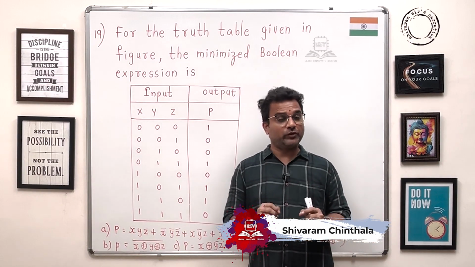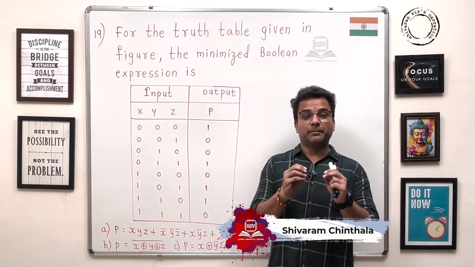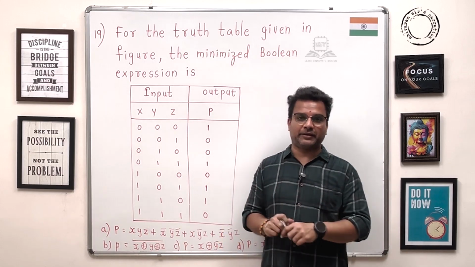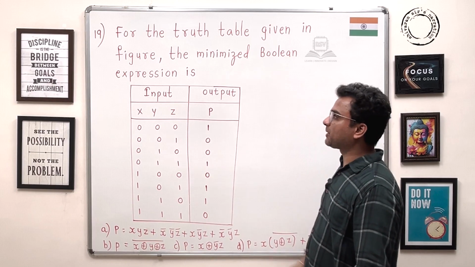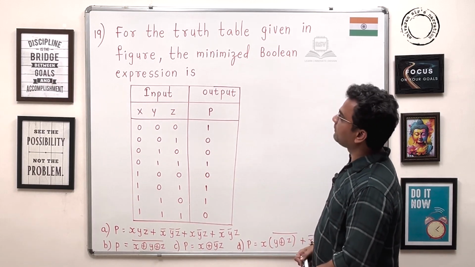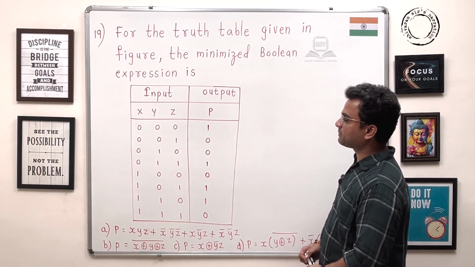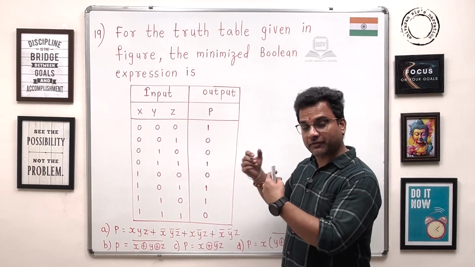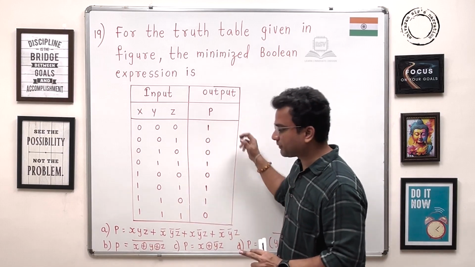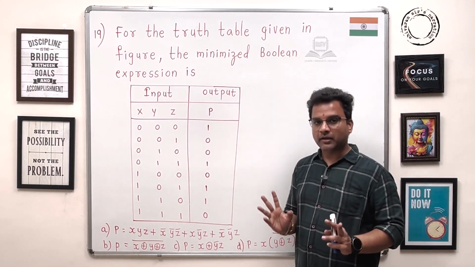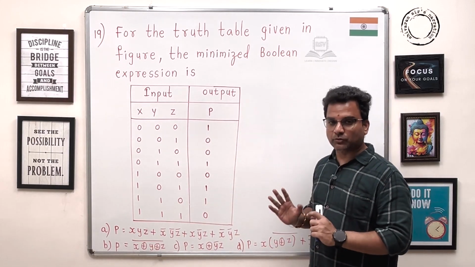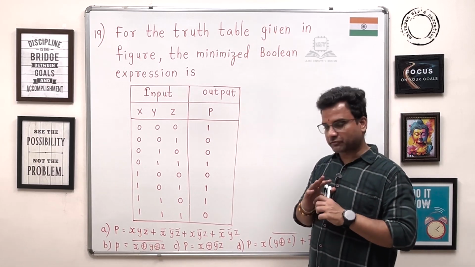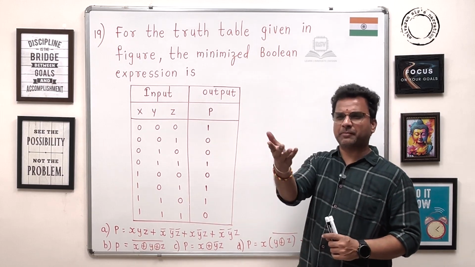In this video, we are going to discuss the minimized Boolean expression for the given design requirement. Let's dive into question number 19. For the truth table given in the figure, the minimized Boolean expression is... guys, this is the truth table. They have given the requirements in terms of a truth table, right? Now, as per this truth table, what is the minimized expression we want to find out? It's very simple. Just map it into a K-map and get it.